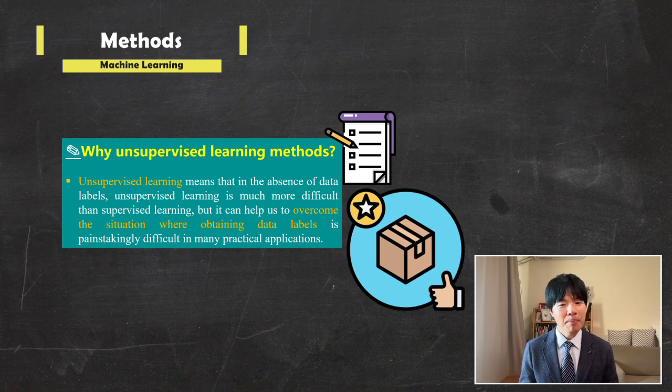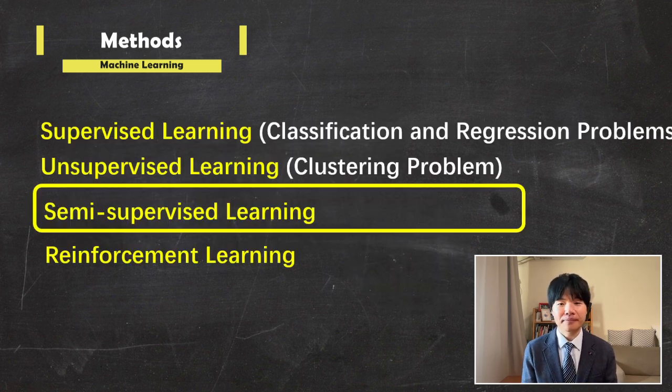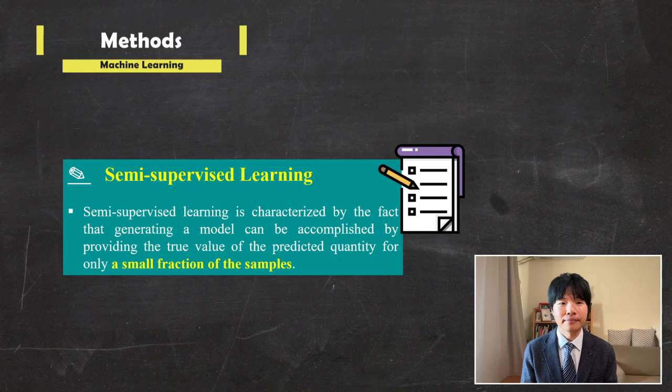Now we know that compared to unsupervised learning, supervised learning can easily generate models with the help of labels, but obtaining labels isn't easy. So we need a method that lives between supervised and unsupervised learning. That's where semi-supervised learning comes in. Semi-supervised learning only requires real values for a small subset of samples to generate a model.